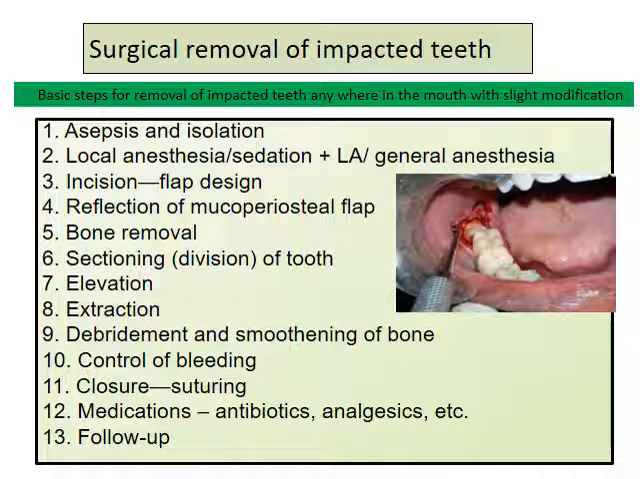The principle الثاني هو you have to expose the tooth by doing incision and reflection of mucoperiosteal flap and bone removal and sectioning of the tooth and elevation and extraction and debridement and smoothing of the bone. This is a general نطبقها على كل imbaction. كل imbaction نسوي incision ونرفع فلاب ونشيل بون، وممكن نشيل بون ينشال التوث وما يحتاج نسوي sectioning، ولا لا أحيانا نشيل بون بس لازم نحتاج sectioning.